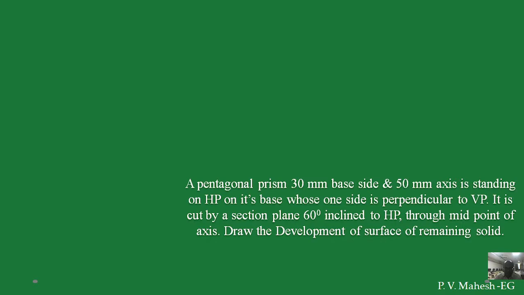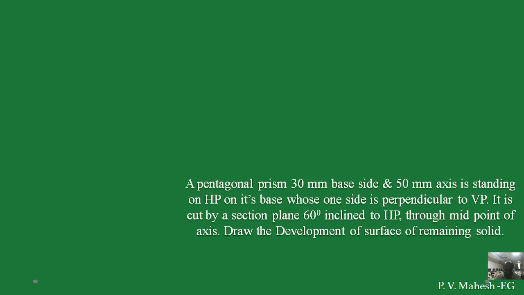A pentagonal prism, 30 mm base side, 50 mm axis, is standing on HP on its base, whose one side is perpendicular to VP. It is cut by a section plane 60 degrees inclined to HP through the midpoint of the axis. Draw the development of the remaining solid. So that is the question. First we will see, without cutting the solid, how to do the development, then we will cut the solid.